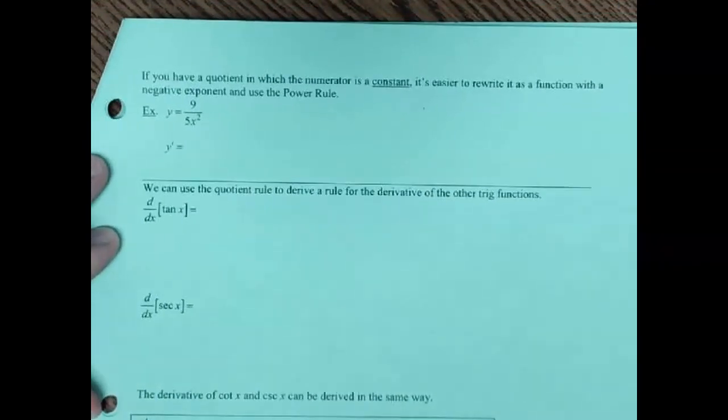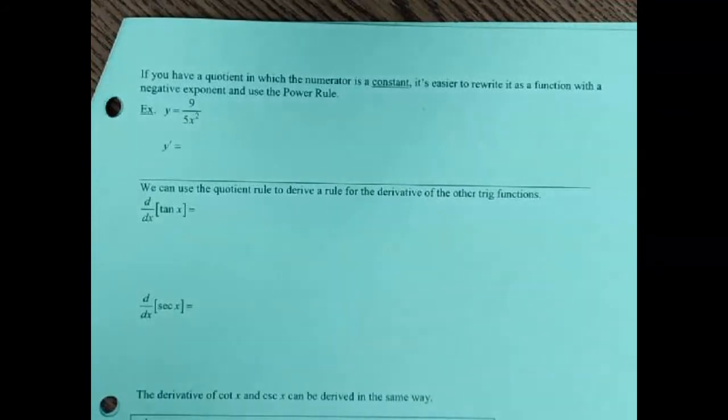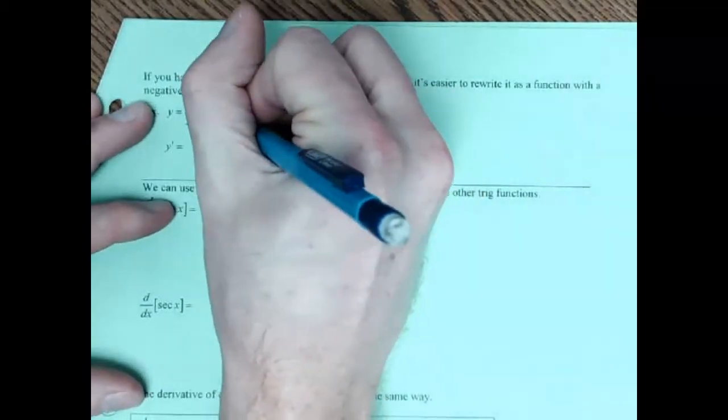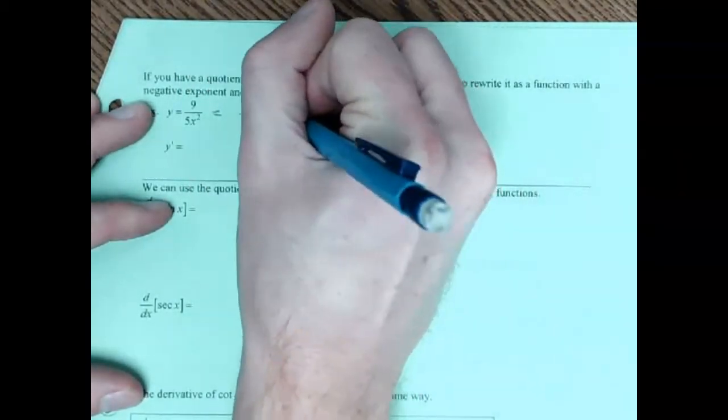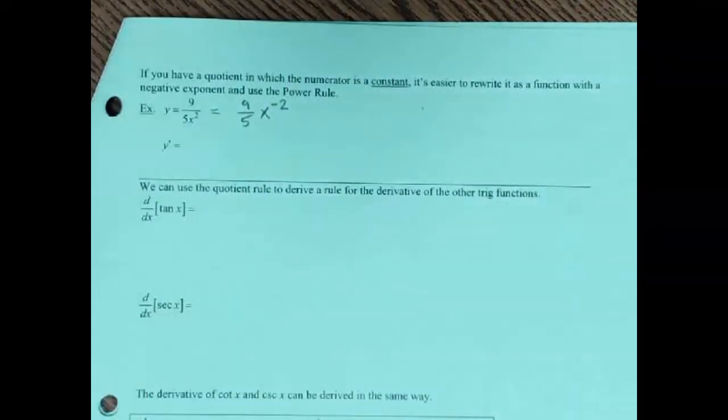Okay, let's look at this one. If you have a quotient in which the numerator is a constant, it may be easier to skip the quotient rule. If you can rewrite it, it may just be easier to rewrite it and then do the power rule. So something like 9 over 5x squared. Without doing any calculus, you could just algebraically rewrite that as 9/5 x to the negative second power, right? The x squared on the bottom is the same thing as having an x to the negative second power on the top. And if you rewrite it like this, again, you don't have to do product rule because one of the terms is just a number.